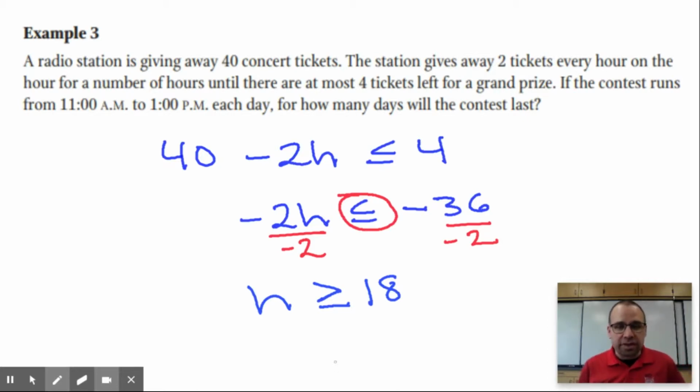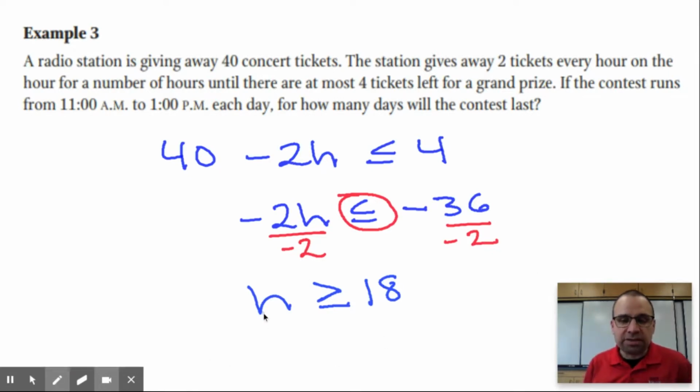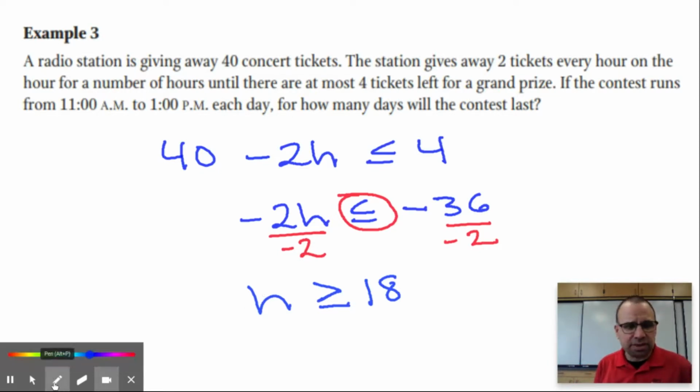So the number of days. H is greater than or equal to 18 hours. So it's going to take 18 hours to do this, but that's not what the question asked for. The question asked for how many days is that? So let's keep going. How many days are in 18 hours?